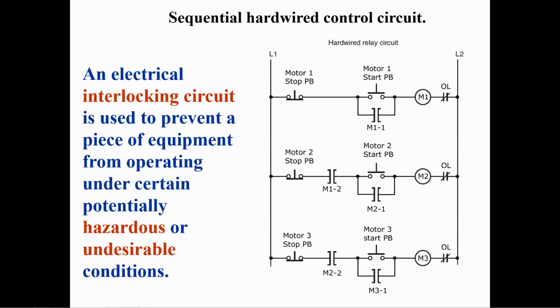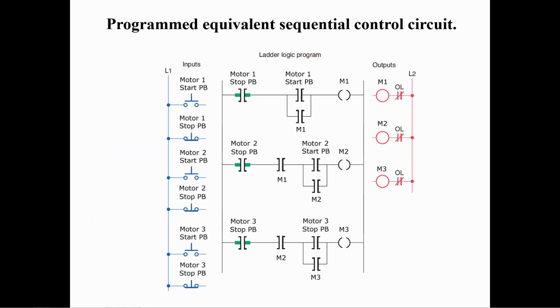The normally open contact to the right of the stop buttons in the last two rungs accomplishes the interlocking. Converting the hardwired sequential motor starting circuit to a PLC implementation would look like this.